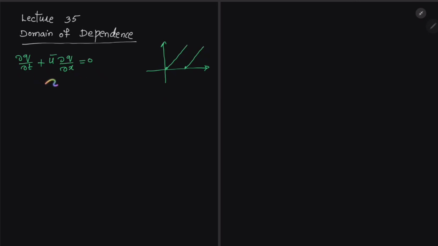We saw that when u bar, which is the velocity of the fluid or tracer or anything, is greater than 0, then the fluid moves from left to right, and we understand that q, which can be a density, pressure, or anything, actually moves on the characteristics. This is one characteristic, this is another characteristic, and so on.